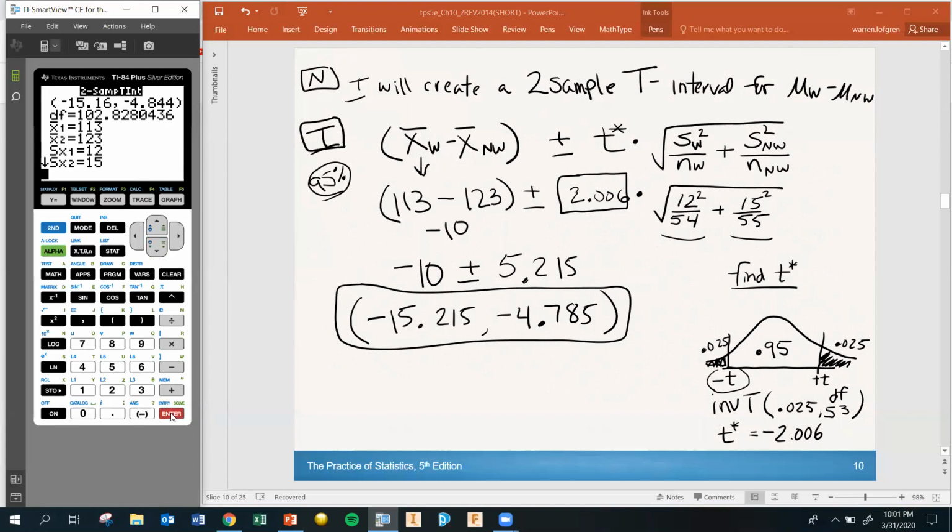And then we'll go down, we'll calculate it. Let's see how close we got. The calculator says negative 15.16. We got just a little different. Calculator says negative 4.84. We were, again, just a little bit different.